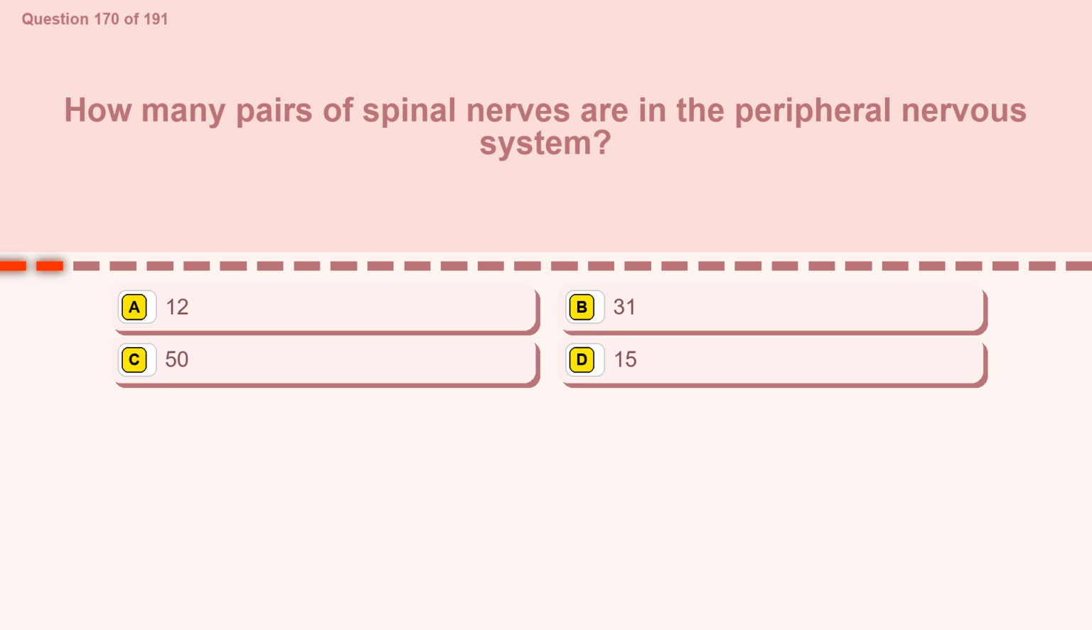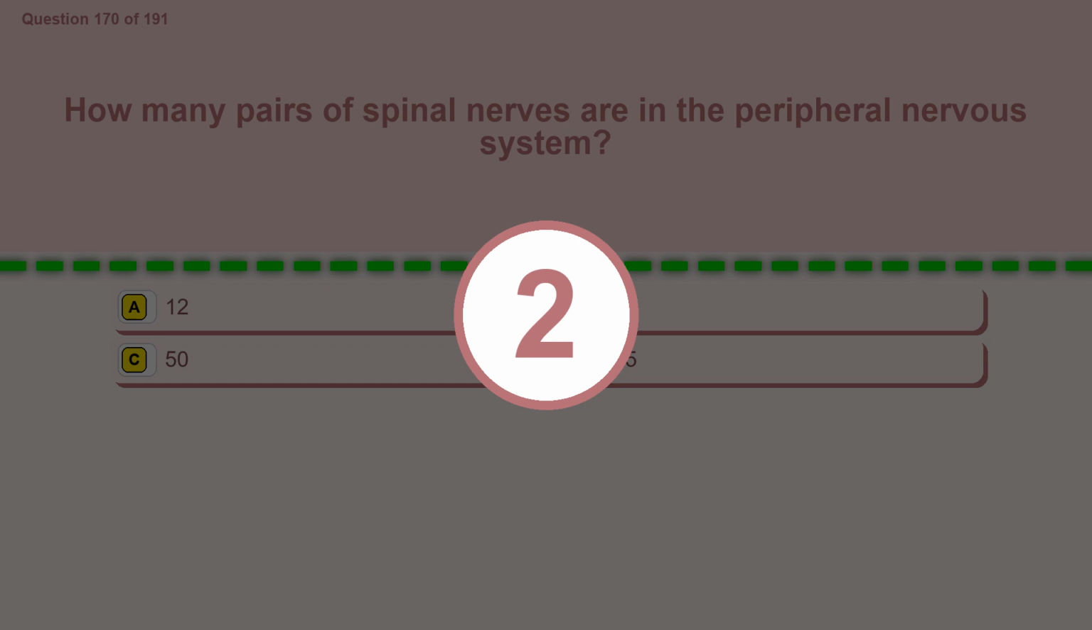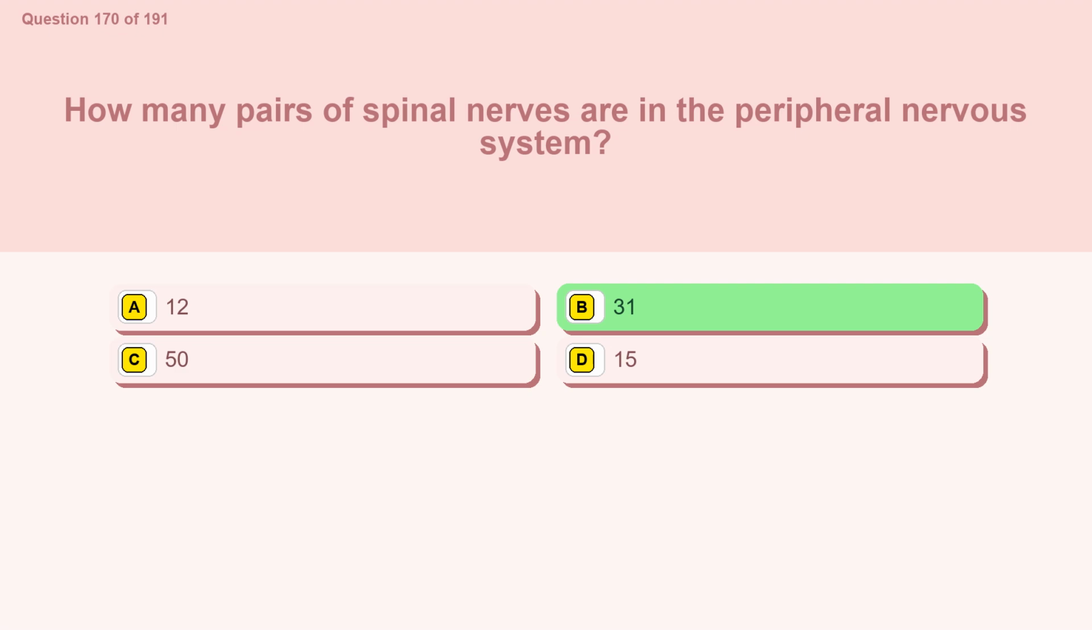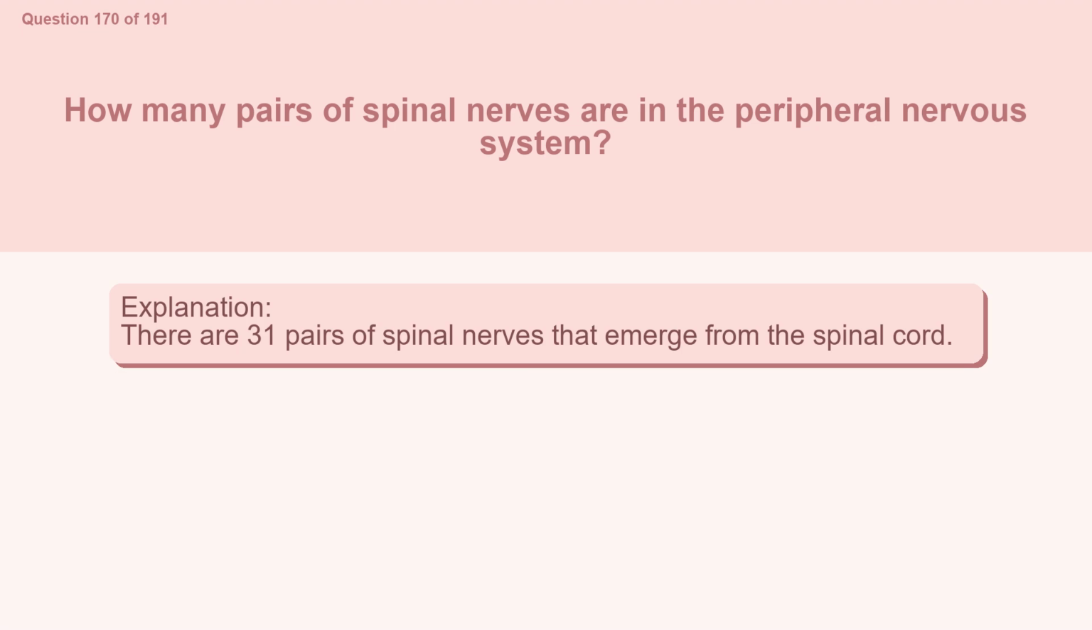Question 170. How many pairs of spinal nerves are in the peripheral nervous system? Option A, 12. Option B, 31. Option C, 50. Option D, 15. The correct answer is option B, 31. There are 31 pairs of spinal nerves that emerge from the spinal cord.